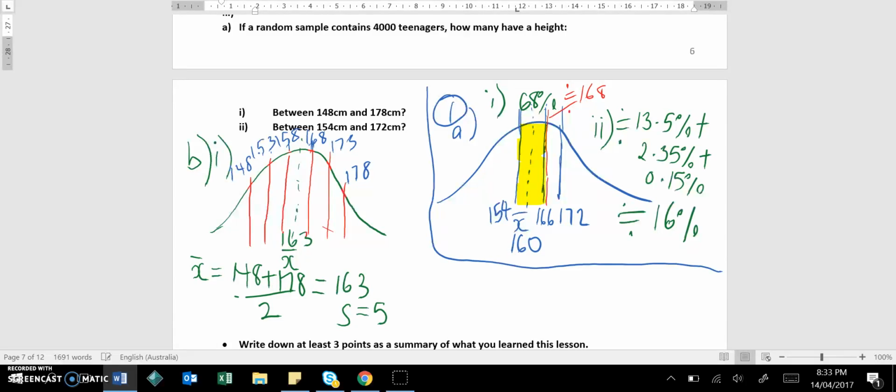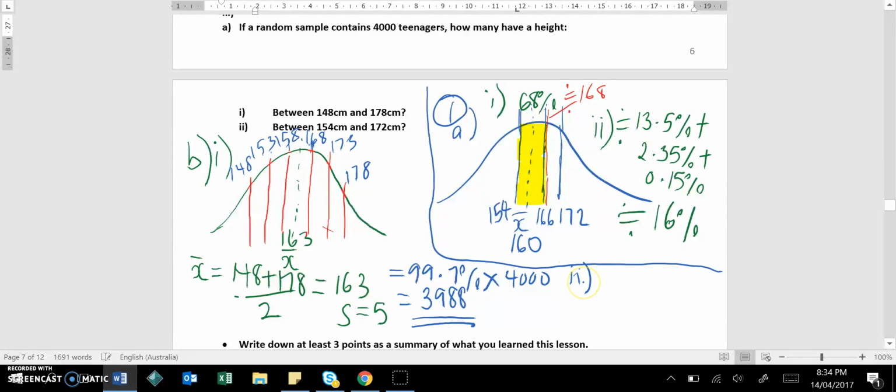So the next step is to figure out part I, which says how many teenagers would have a height between 148 and 178. Well, the first thing you need to think about is that percentage amount, okay, between all of those sections is 99.7% because it's all of them. So I'm going to do 99.7% of, in other words, times 4,000. And when I do that, I'm going to get 3,988. So 3,988 have a height between 148 and 178.